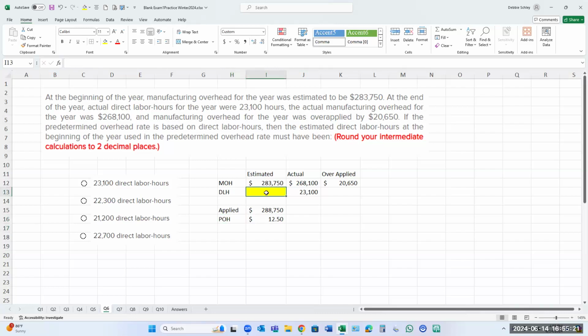And then normally I would take the manufacturing overhead divided by the estimated hours to get to the predetermined overhead rate. So I don't have this, so I'm going to take the estimated hours divided by the predetermined overhead rate to get back to the estimated direct labor hours. You just had to work backwards to get back to a number that normally they had given you.